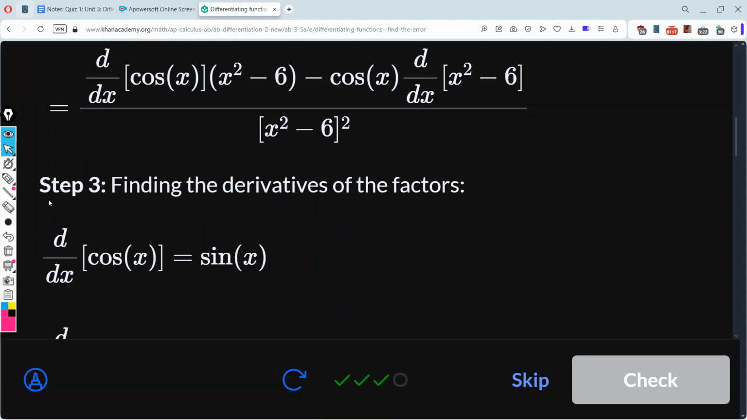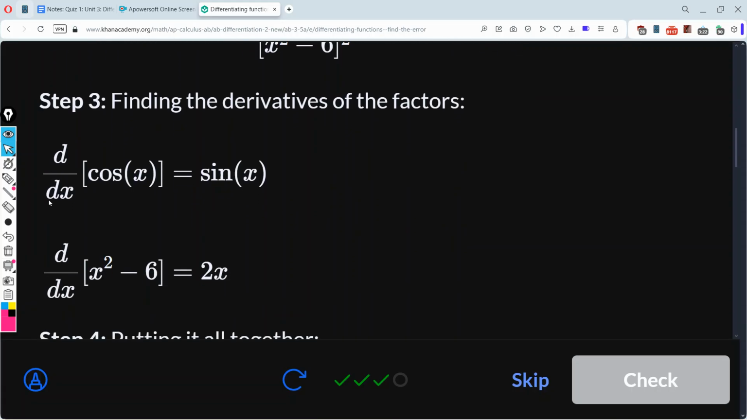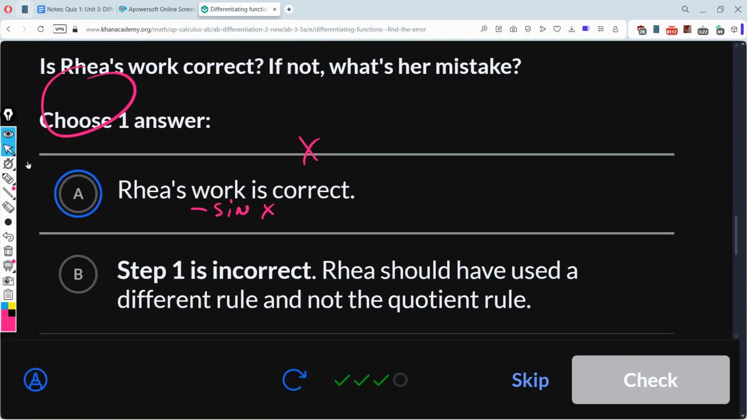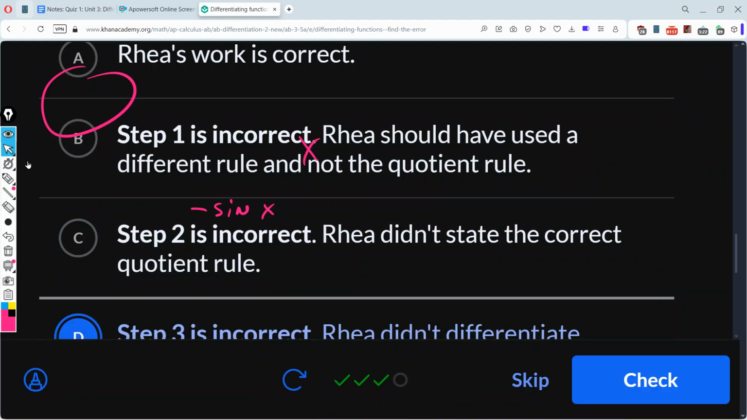Step 3, the derivative of cosine is sine. No, that is incorrect. The derivative of cosine is negative sine. All right, so that's it right there. The mistake is in step 3.